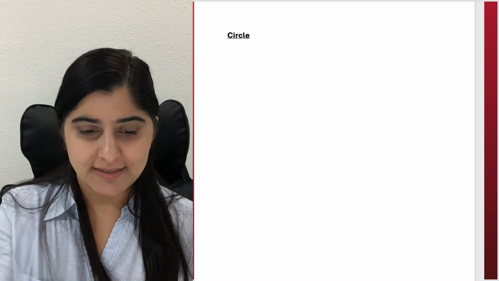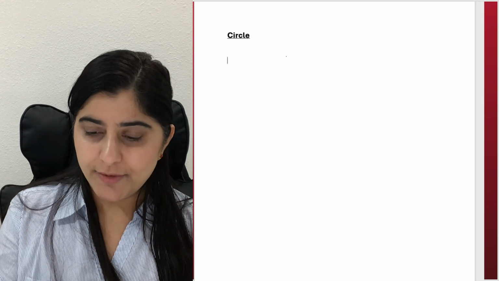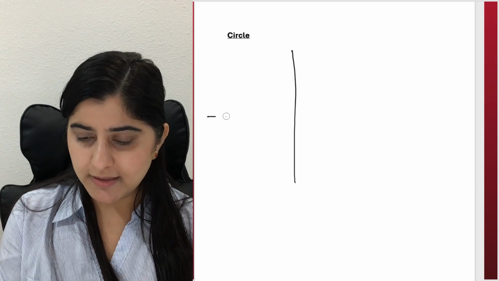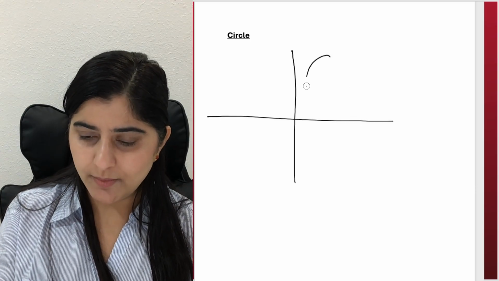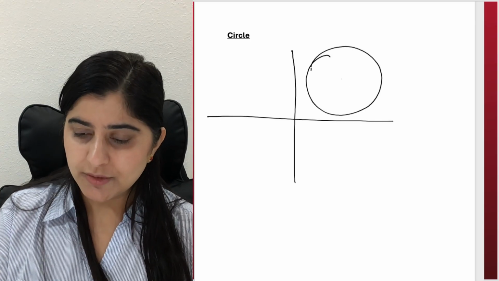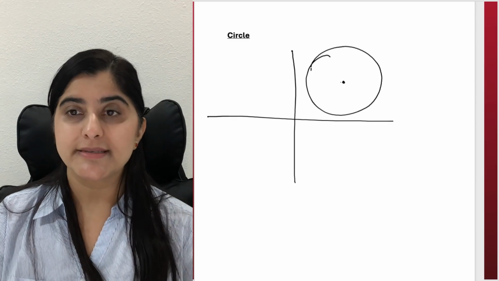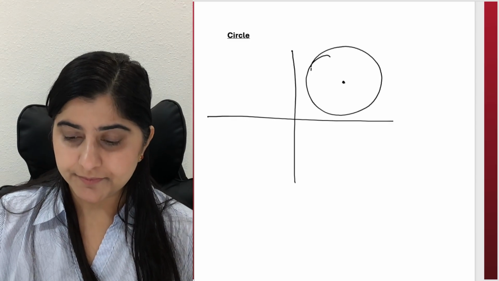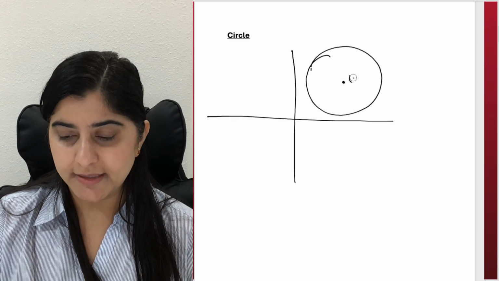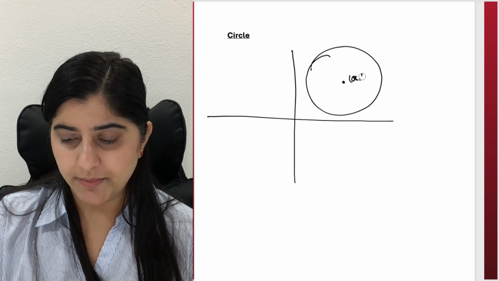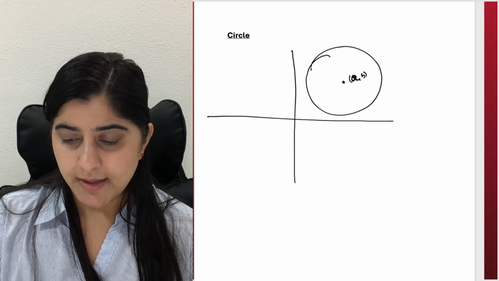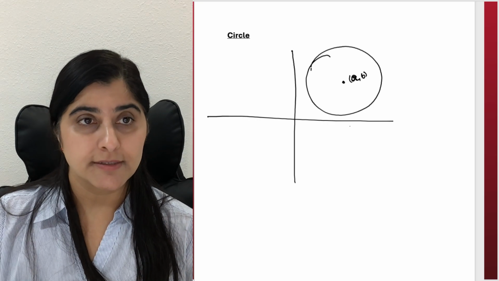Now we are going to learn about circles. If we draw a circle on a rectangular plane anywhere, you see that this point is called the center of the circle. Suppose the coordinates of the center of the circle are (a, b). So this is the center of the circle.